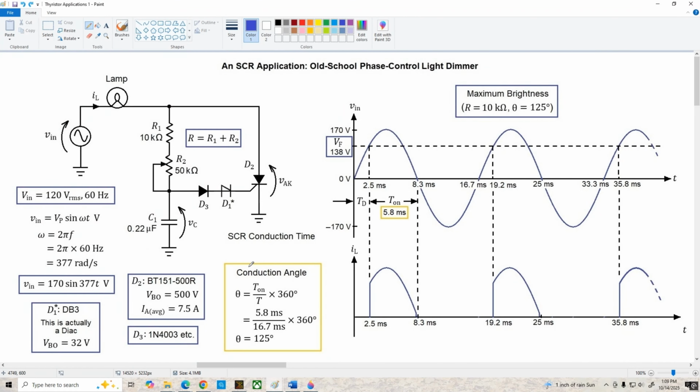Now let's go back to our schematic and look at the circuit again. D1 is shown as a 4-layer diode, but I didn't have one. I had to use a TRIAC here. Remember, a 4-layer diode only breaks over in the forward direction. A TRIAC breaks over both directions.